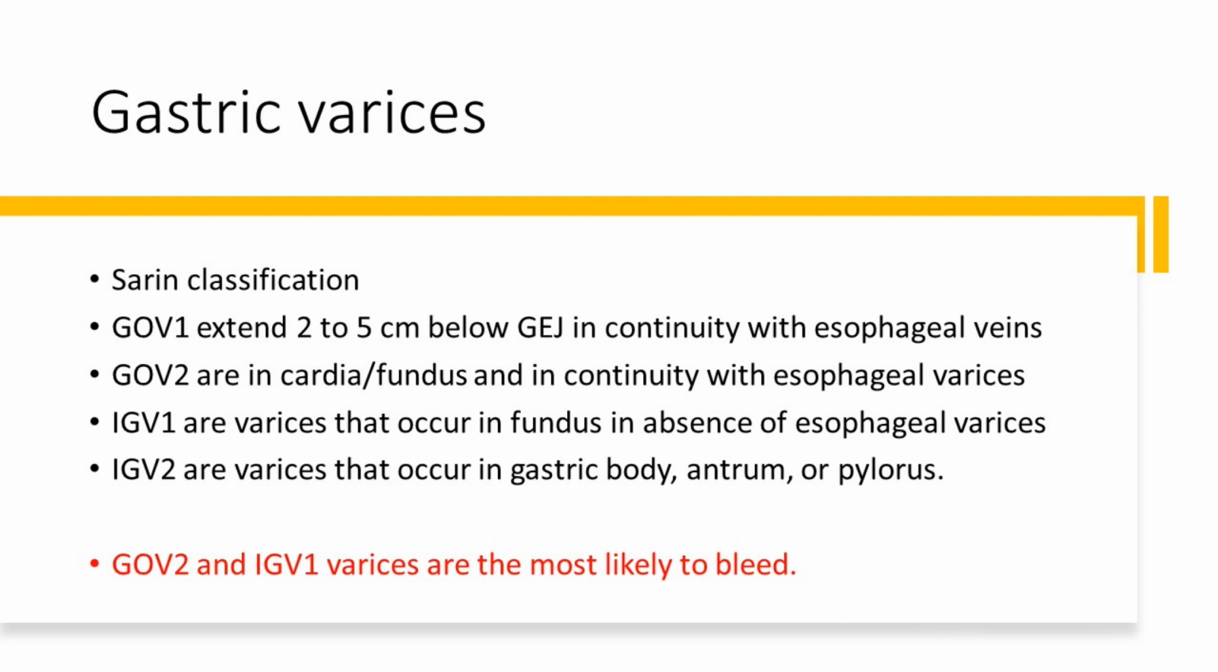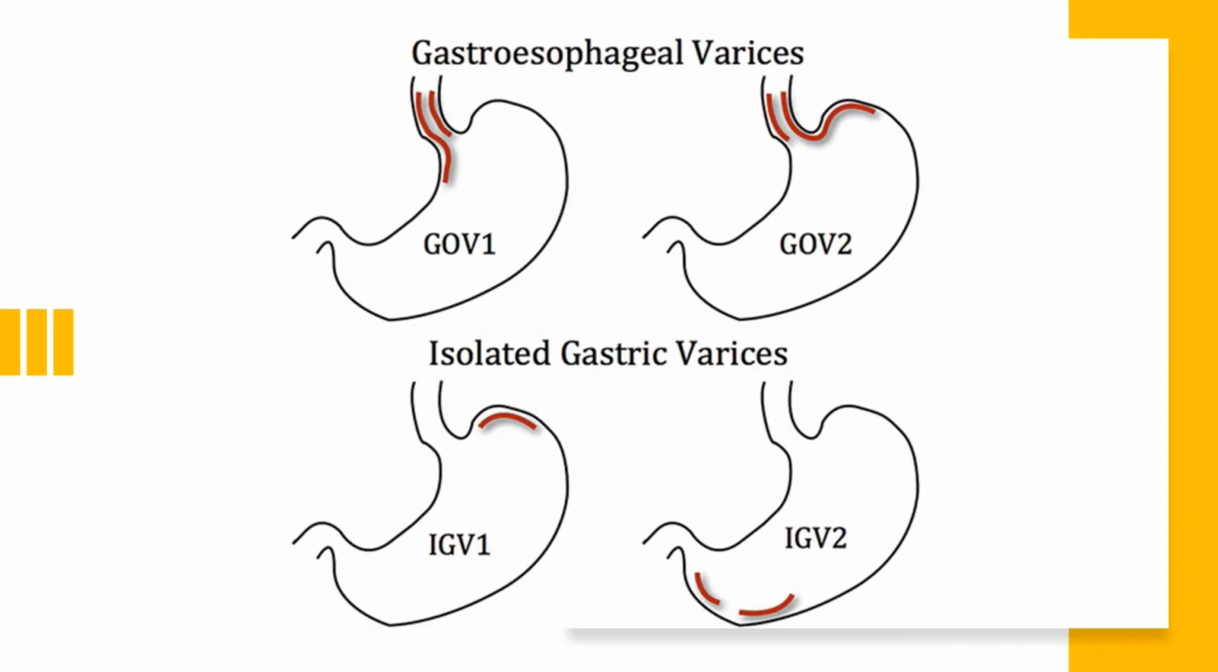So if you have fundic varices, you are a little worried. The advantage of GOV2 is if you treat the esophageal varix, usually the gastric varix will also settle down. But if you have an isolated IGV1, then you need to treat that. So you need to do your endotherapy for that. So that's the image. I think if you see the image, you will remember it very clearly.